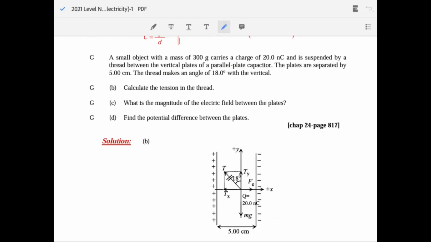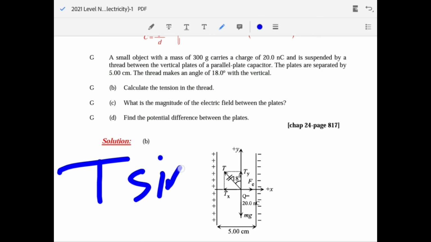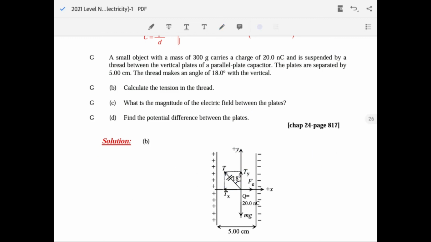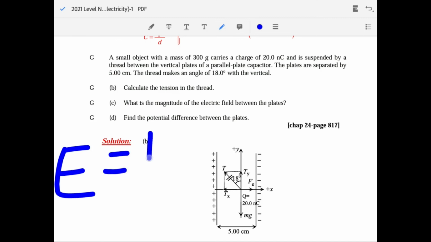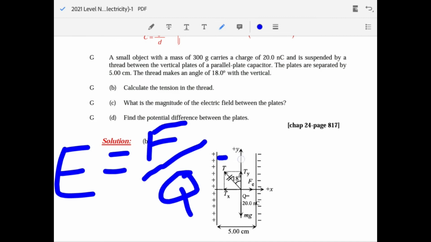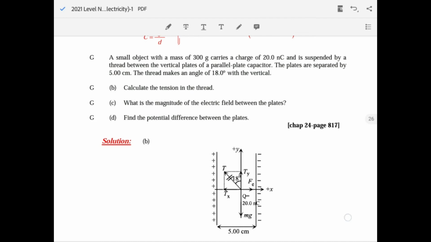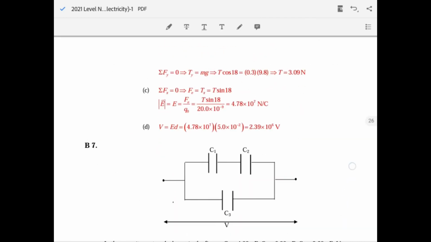Now, what's the magnitude of the electric field? Now that you have T, you can use the horizontal component and get T sine 18 is equal to Fe. But they didn't ask for force, they asked for electric field. So electric field is force per charge. So that will be T sine 18 over 20 nanocoulombs. And you just, nano is 10 power minus 9. T, you got it from before, sine 18 is a number. And then you get that answer.